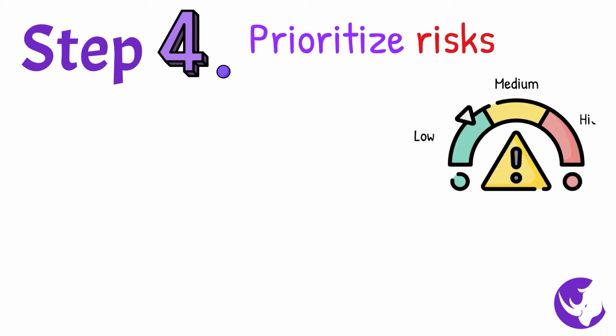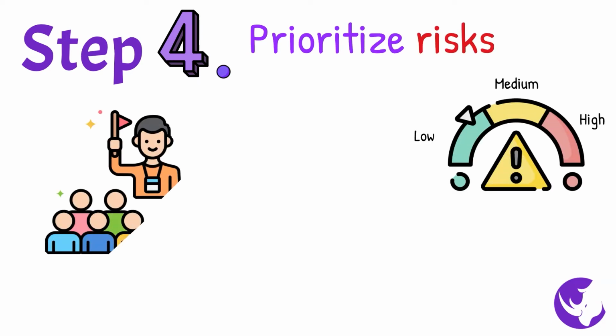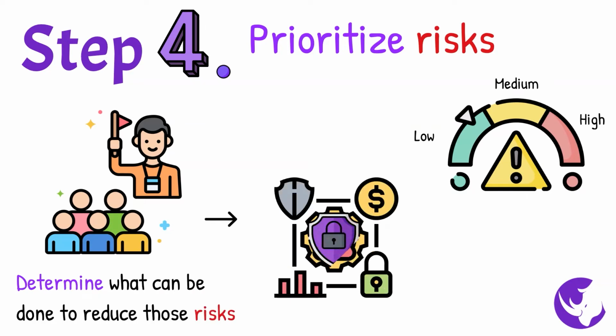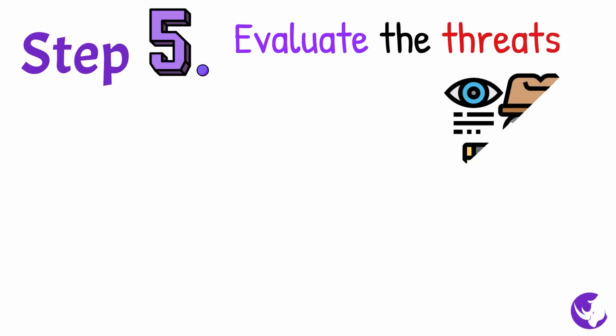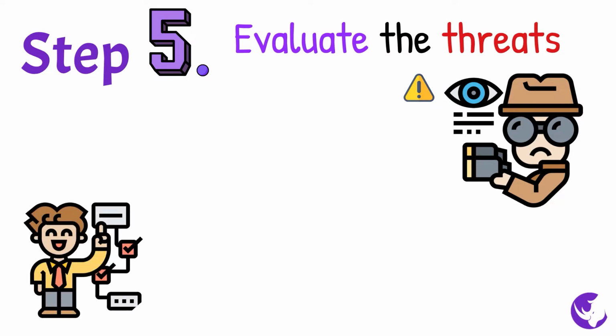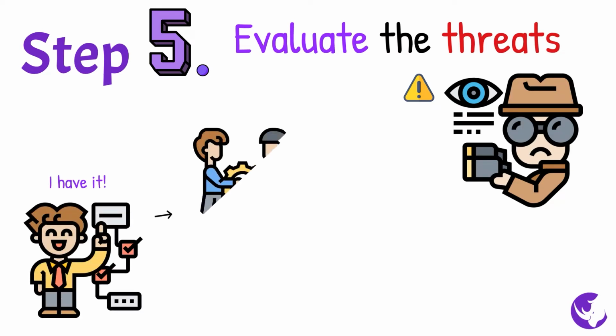Step 4. Prioritize risks as high, medium, or low. With the help of employees or outside experts, determine what can be done to reduce those risks. Step 5. Evaluate the threats, risks, and potential security safeguards and then decide what can and should be done to improve cybersecurity in the current year. Often, one improvement can be planned in conjunction with another to help reduce overall costs.